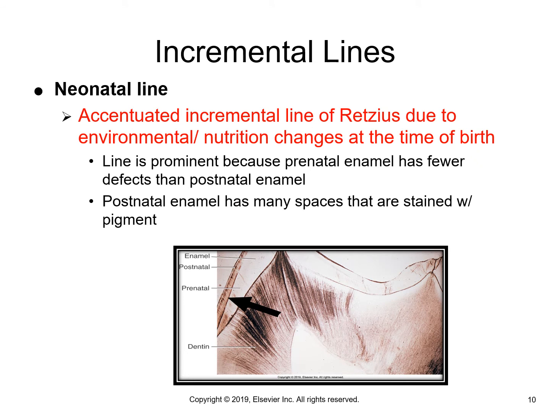They have found a neonatal line, an accentuated incremental line of Retzius due to environmental and nutrition changes they think at the time of birth. So they've associated this particular line where everything prior to that line was laid down and developed before birth, and then everything afterwards is at the time of birth. And so that's why they think it's due to the environmental change where the baby is no longer in the mom's body and now their nutrition has changed, everything's kind of changed. So that's called the neonatal line.